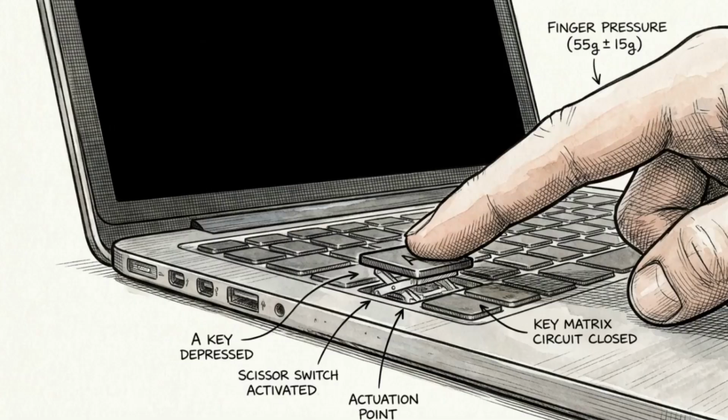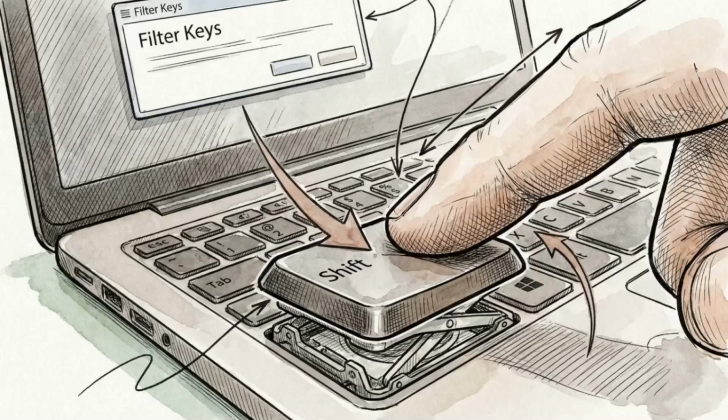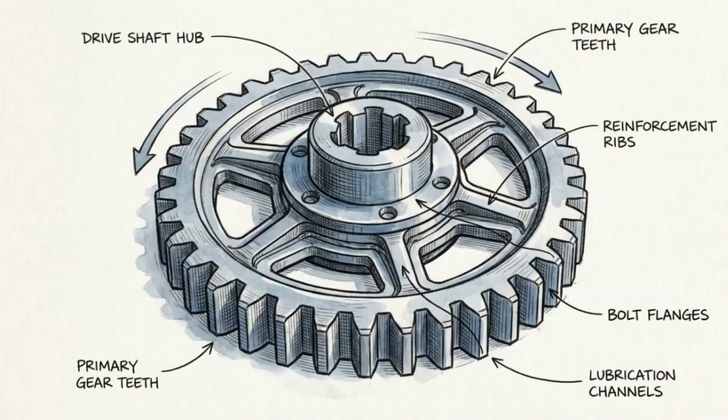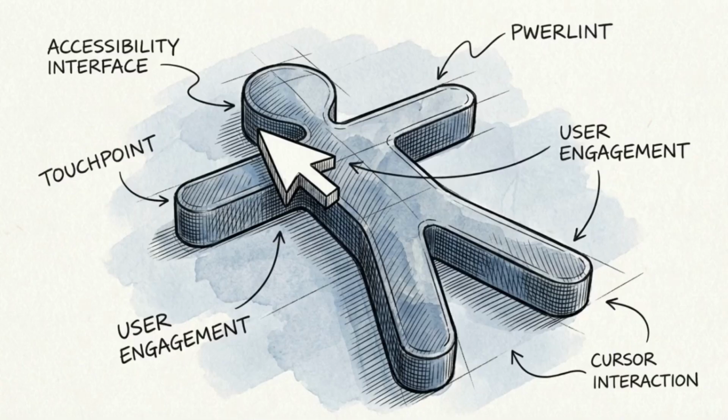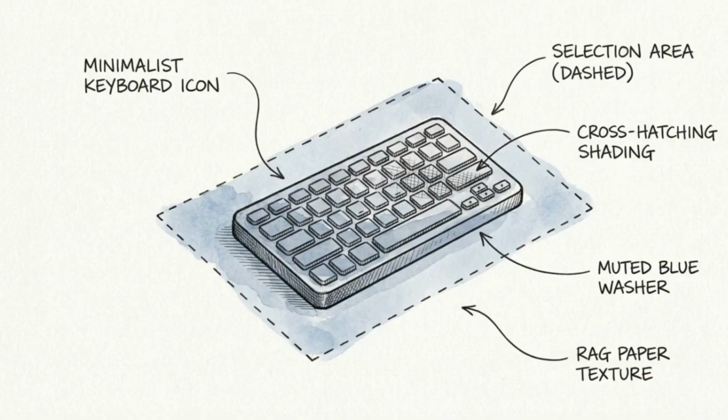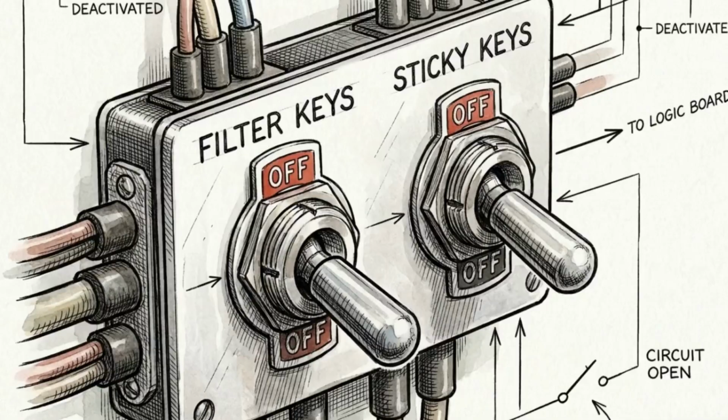If the driver is healthy, the operating system might be intentionally ignoring you. Windows includes accessibility features like filter keys, designed to deliberately block brief or repeated keystrokes. Open your Windows settings, navigate to Accessibility, and select the Keyboard menu. Check the toggles for both filter keys and sticky keys, and turn them completely off.